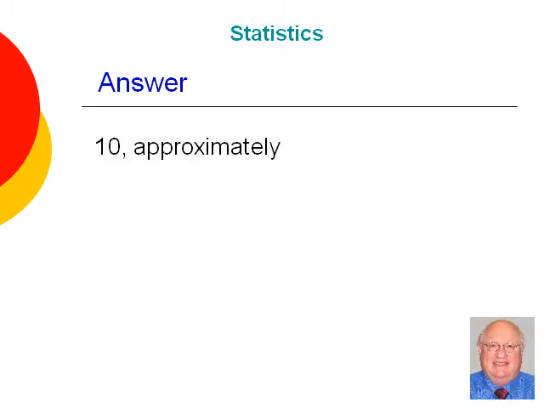The answer is approximately 10. If approximately 99% of test takers will score between plus or minus 3 standard deviations, or between 21 and 39 in this example, then 1% of the distribution will score beyond these points in either direction, and 1% of 1,000 is 10.